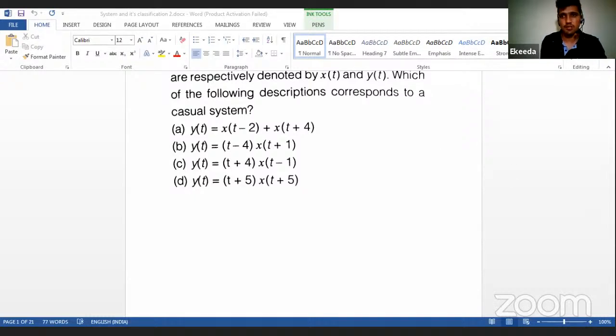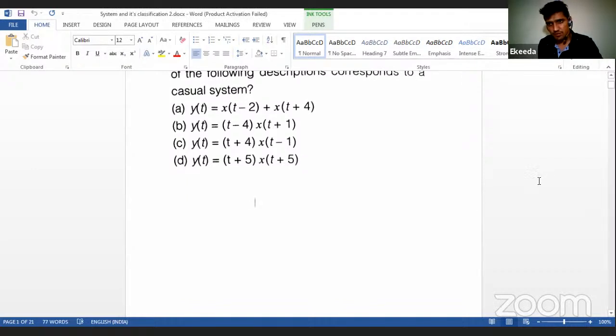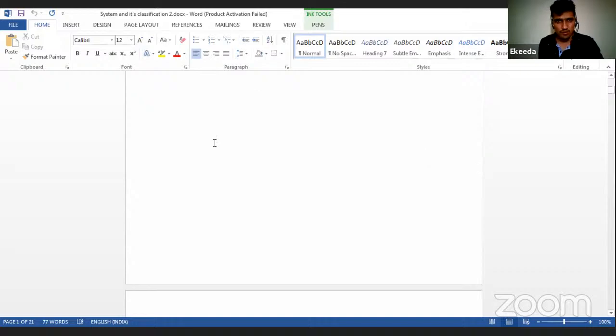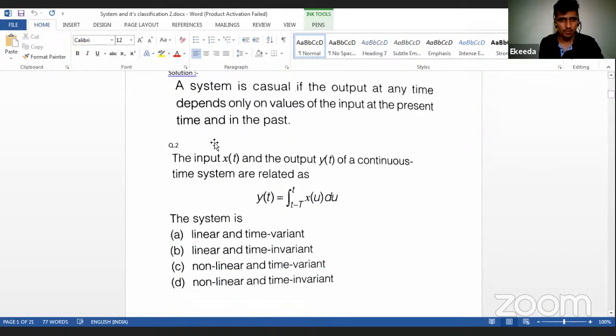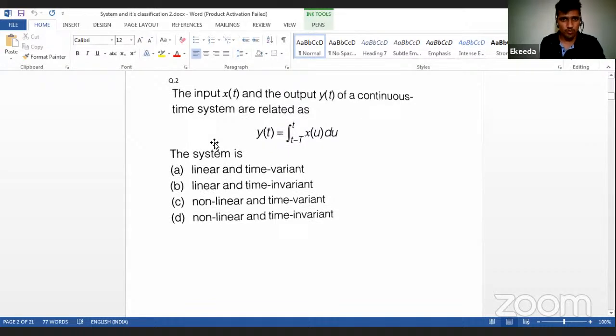Now coming to the next. This you can determine causal. Input output relationships are given as below. They just want to know whether this is linear and time invariant. Again, I would like to tell you the definition of linear and time invariant.